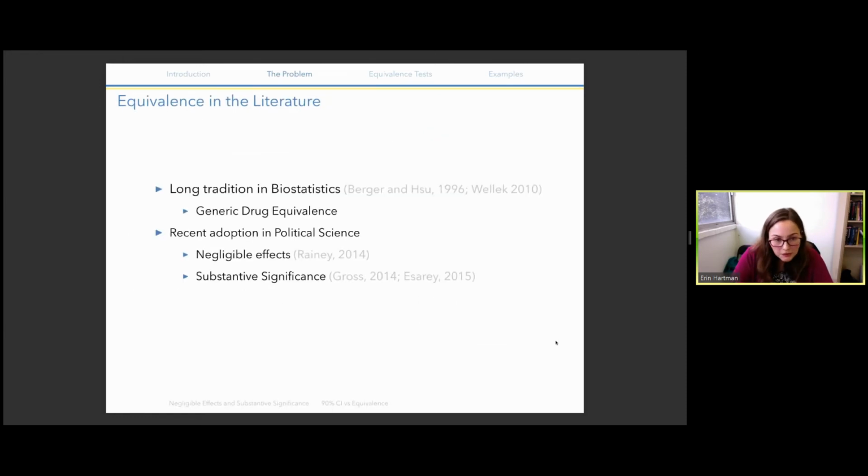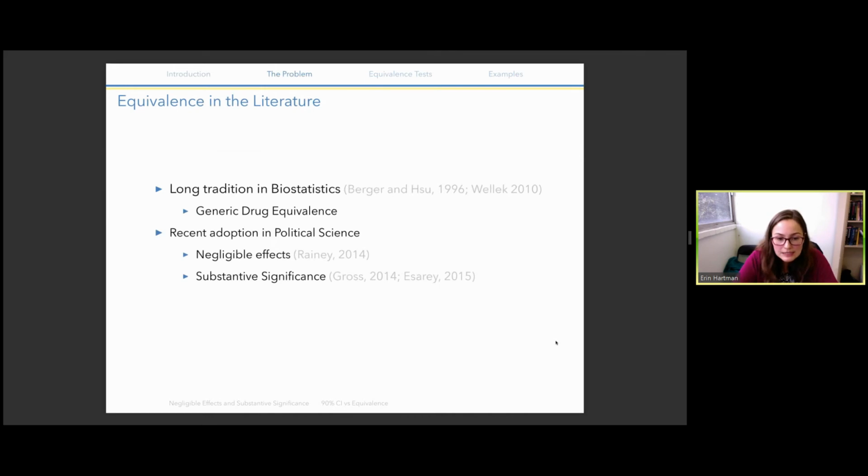Of course, we're not the first people to come up with this idea of flipping the null. It has a long tradition, particularly in biostatistics. So it came out of the idea that if you're the FDA and you want to approve a generic drug, is it performing the same as a name brand drug that went through FDA trials? It's not enough to show that there's no statistically significant difference. You want to actually try and control the probability that you falsely declare two drugs equivalent, and therefore release a generic drug if it's not working as well. And so this was born out of that literature.